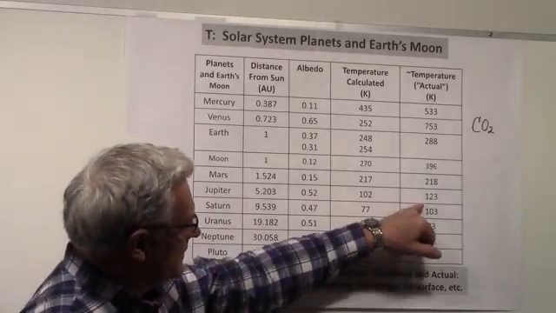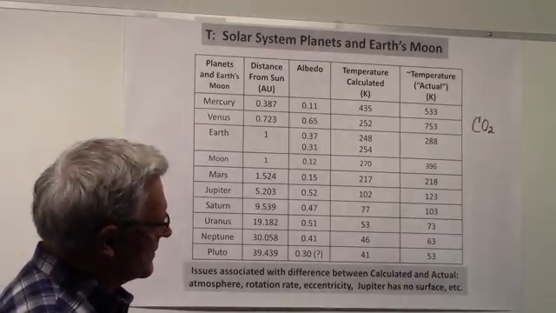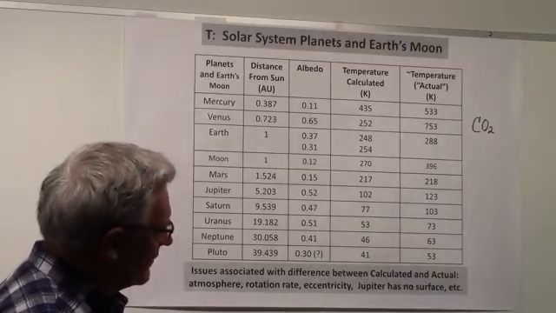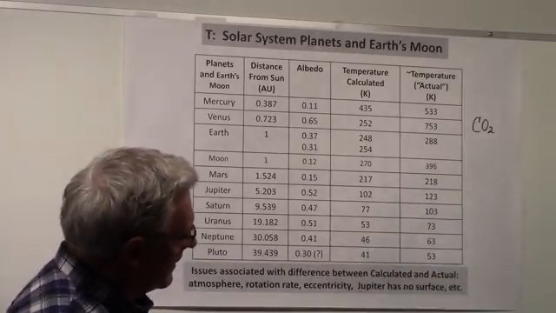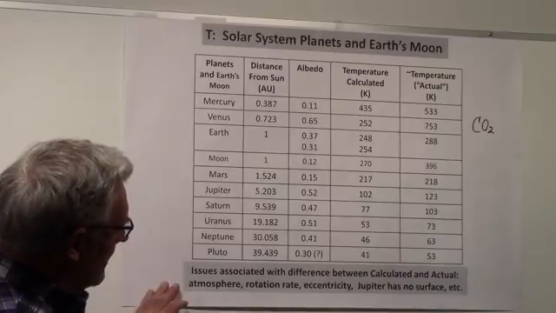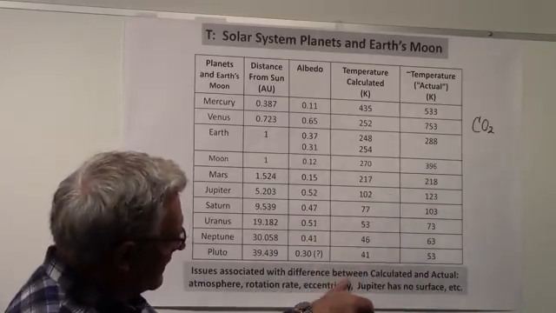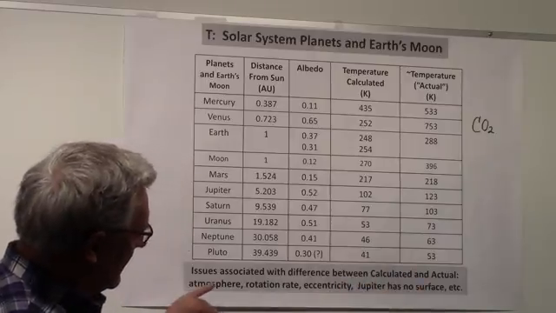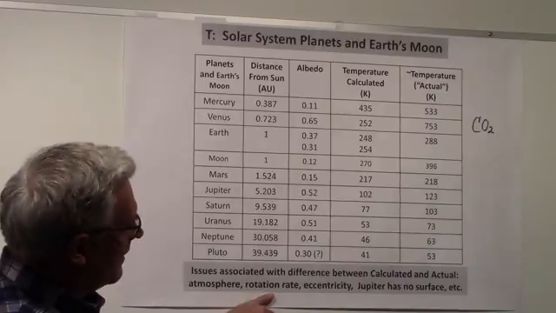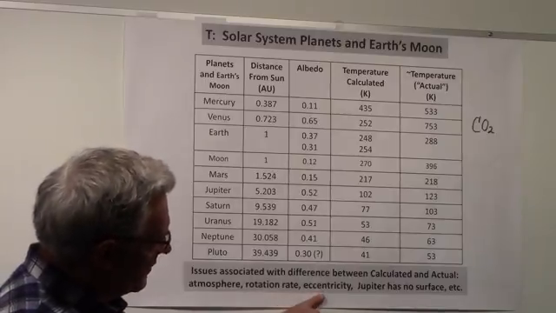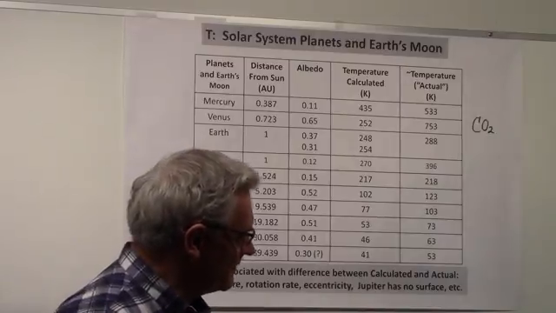Jupiter, there's a difference there. There's actually no surface to stand on Jupiter, so when you talk about the atmosphere, it's a little difficult to really know what you're saying. That's also true for the other gas giants. So there are some issues with these differences between the calculated and the actual. It has to do with the atmosphere, with the rotation rate of the particular planet, the eccentricity of the orbit, and I mentioned that Jupiter has no surface.